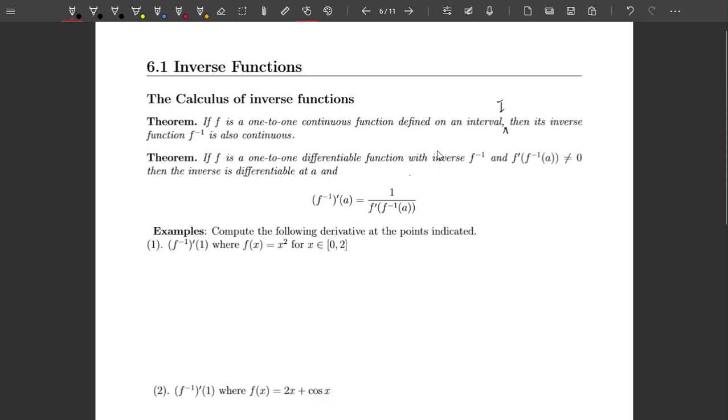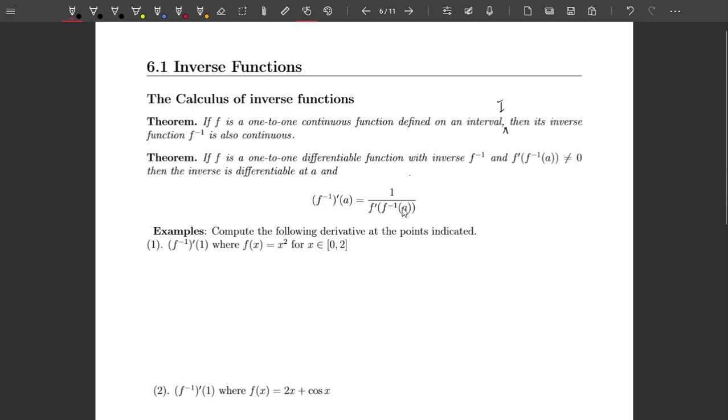on an interval, say I, then its inverse function is also continuous. Now, if f is a one-to-one differentiable function with inverse, f inverse, and the derivative of f composed with f inverse at a point A is non-zero, then the inverse is differentiable at that point A, and its derivative is defined as f inverse prime of A is equal to 1 over f prime of f inverse of A.